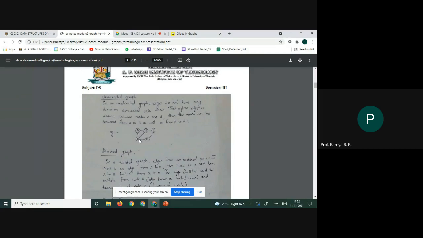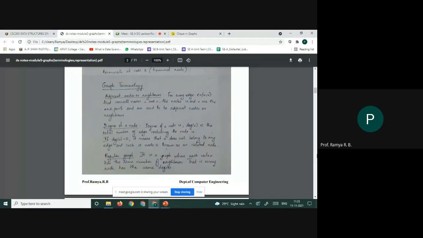A and D are also neighbors. D and B are also neighbors. But A and E are not neighbors. Why are A and E not neighbors? Because there is no direct edge connecting A and E, right? So what is an adjacent node or neighbor? For every edge u comma v, the vertices u and v that it connects are said to be neighbors. So that is one terminology.